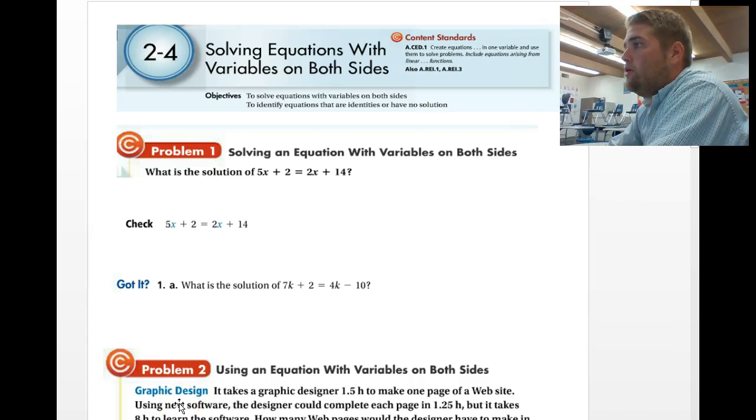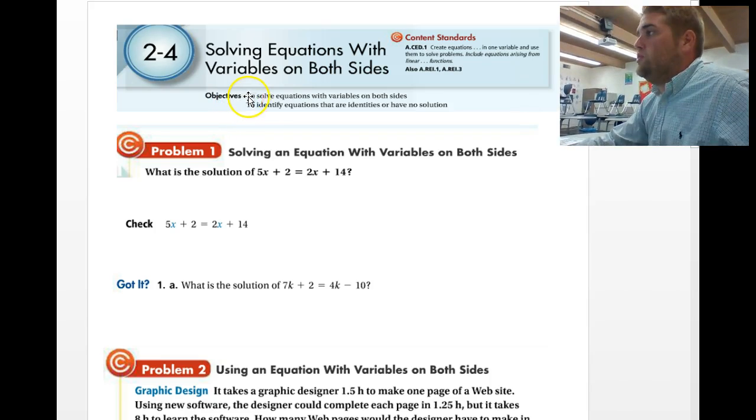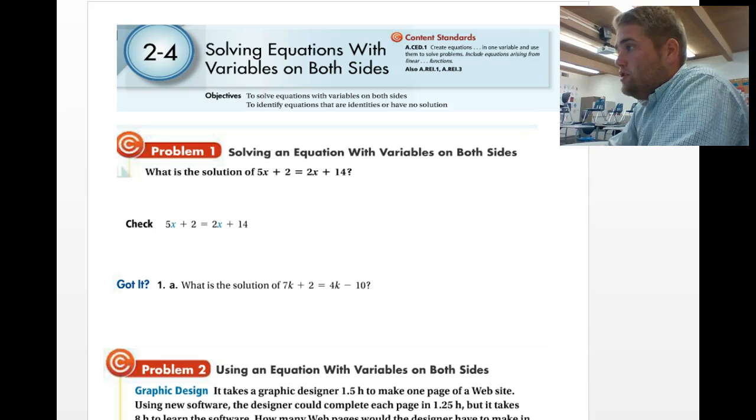Okay, guys, today we're going to do section 2.4, and it is solving equations with variables on both sides. Once again, this is very, very similar to all the stuff we've been doing so far. So let's just dive right into it.